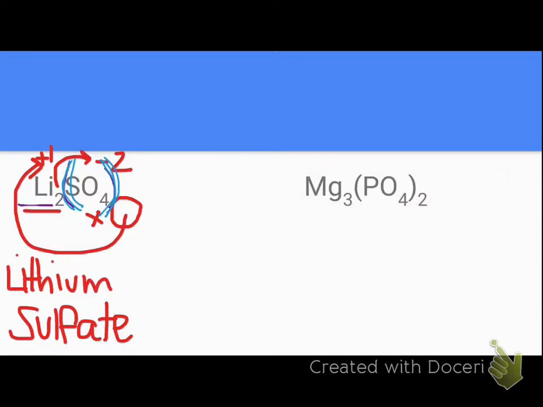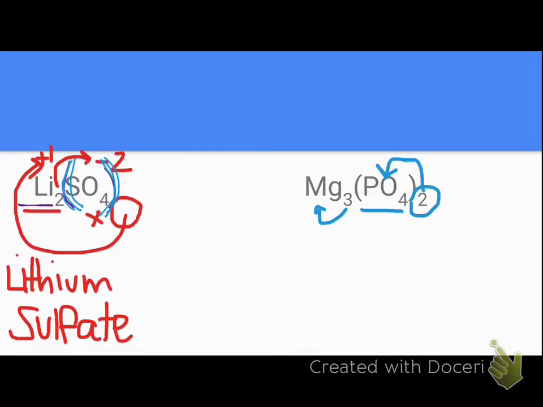All right, next one, we have Mg3(PO4)2. So this one is already kind of divided out for you because the PO4 is in parentheses. So this means that I have 2 of these, okay? Just like I have 3 magnesiums.